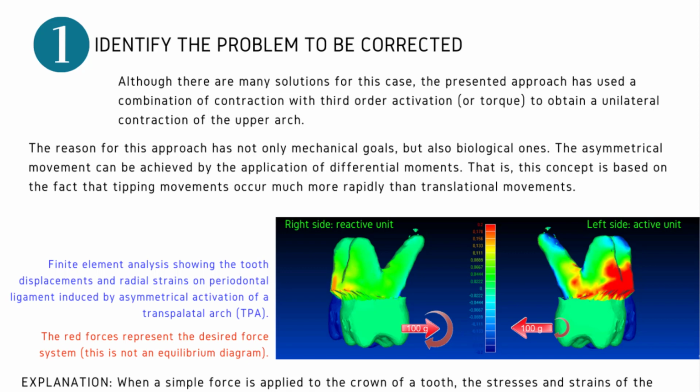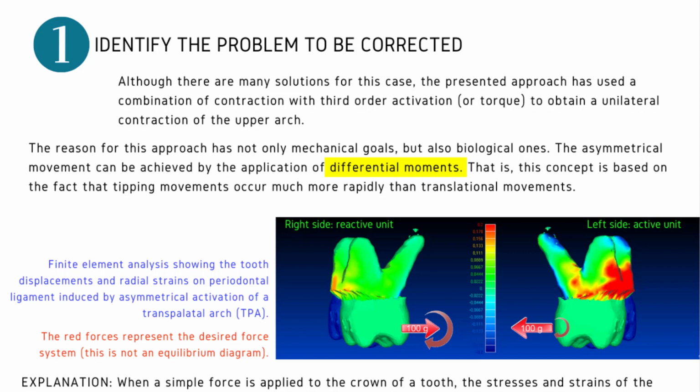Although there are many solutions for this case, the presented approach has used a combination of contraction with third-order activations, or torques, to obtain a unilateral contraction of the upper arch. The reason for this approach has not only mechanical goals, but also biological ones. The asymmetrical movement can be achieved by the application of differential moments.